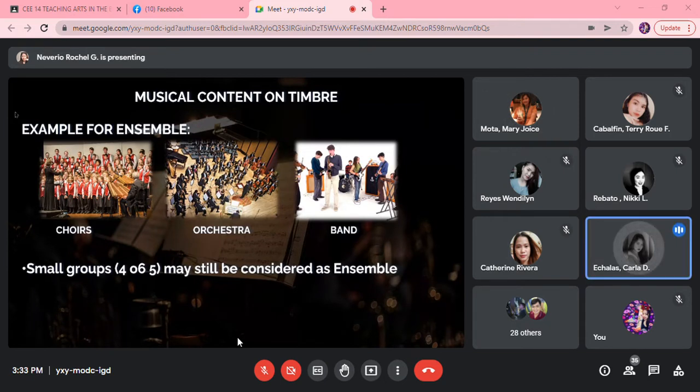For me, yung difference nila is yung choir is ginagamitan siya ng boses. Like, boses talaga yung ginagamit nila. While the orchestra is instrument yung focus nila. Like, yung may mga violin, may mga nagtuturo sa harapan, ganun.